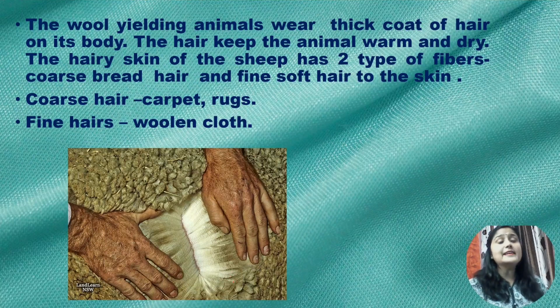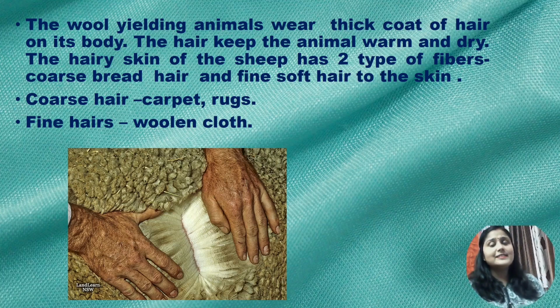The wool yielding animal wears a thick coat of hair on its body. The hair keeps the animal warm and dry. The hairy skin of the sheep has two types of fibers, that is coarse beard hair and fine soft hair close to the skin. We use coarse hair to make carpets and rugs, whereas the fine soft hairs are used to make woolen clothes. So in detail, let's see.